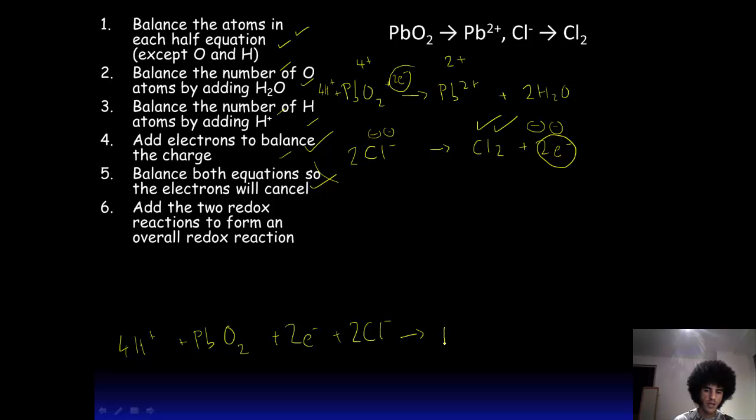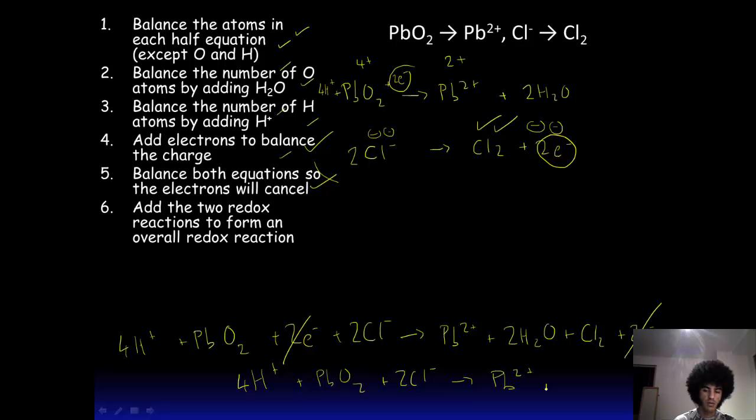Produces Pb2+ + 2H2O + Cl2 + 2e-. And that is my redox equation. Now the only thing I need to do is remove electrons, because they should cancel from my previous step. I've got 2 here, I've got 2 here, and hey presto, it balances. So 4H+ + PbO2 + 2Cl- produces Pb2+ + 2H2O + Cl2.